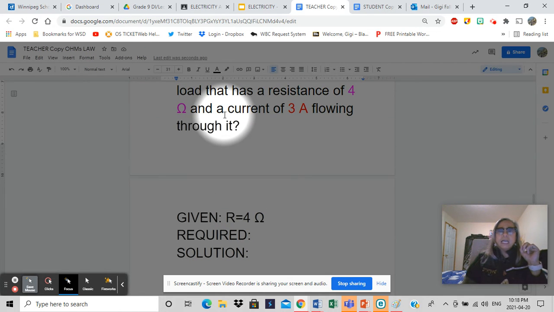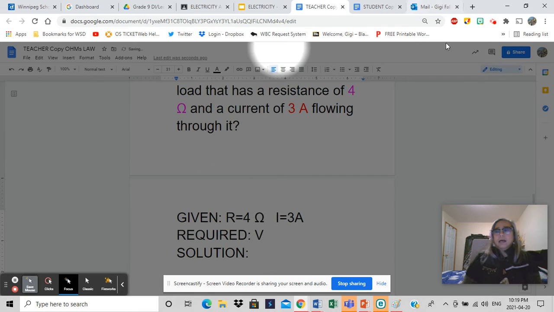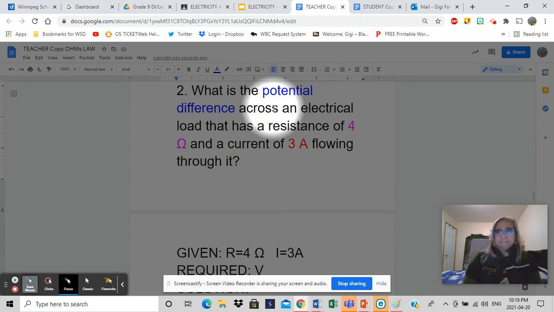What else in the problem? What other number do you see? 3A. What is A again? Yes, that would be I. See, you know this. I is 3A. R, I, what is the remaining one? We are just dealing with three: resistance, current, and voltage. So obviously, that would be V. So see the play up of words, right? Potential difference. It's just a big fancy word for voltage, right?